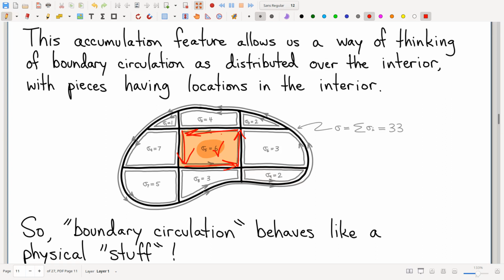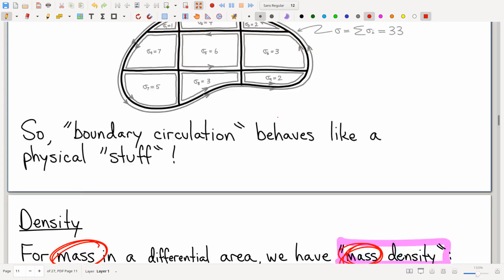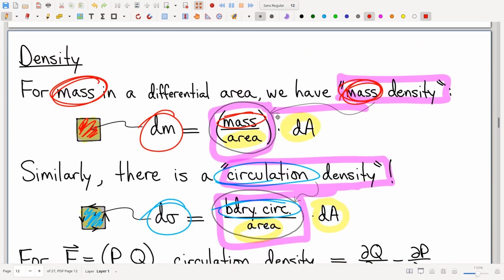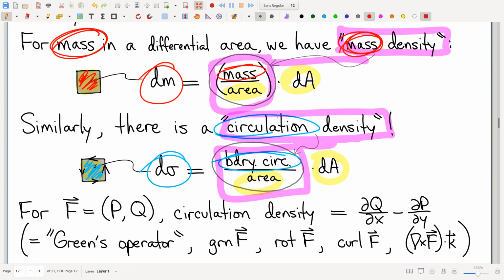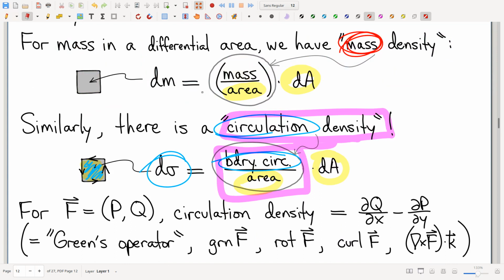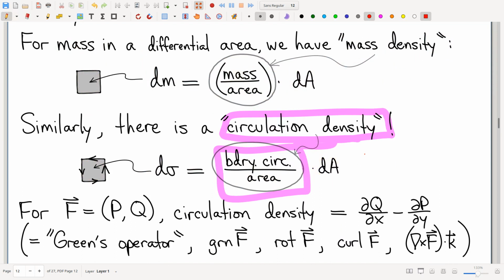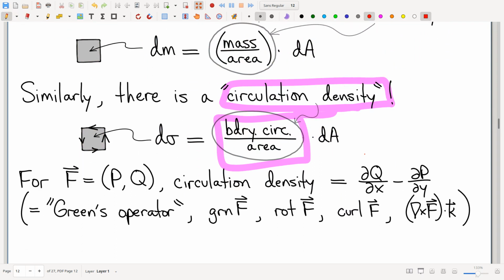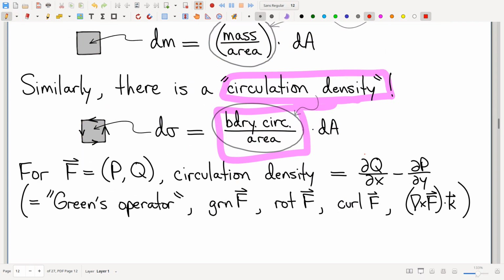All right. Okay, so let me erase all of this junk, and in fact, I'm going to erase a lot of this as well, but I do want to leave boundary circulation per unit area, and there's a bunch of different things that we have to say about circulation density.